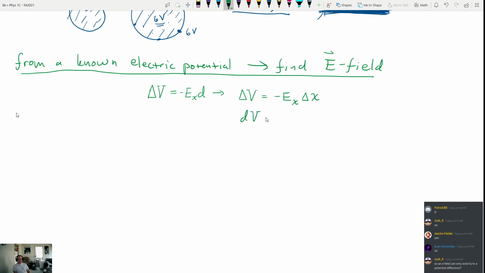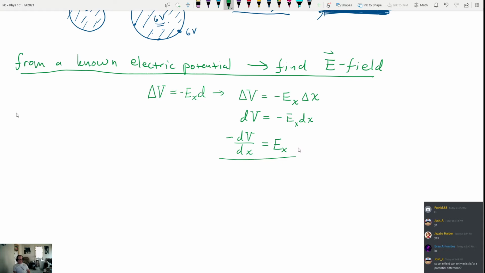Or infinitesimal changes in the electric potential? We can write this like this. And then we can rewrite it like that. And that's not exactly the answer that we're looking for, but it's almost there. This tells us that if I know the electric potential as a function of x, I can find the electric field as a function of x by just taking a derivative, right?